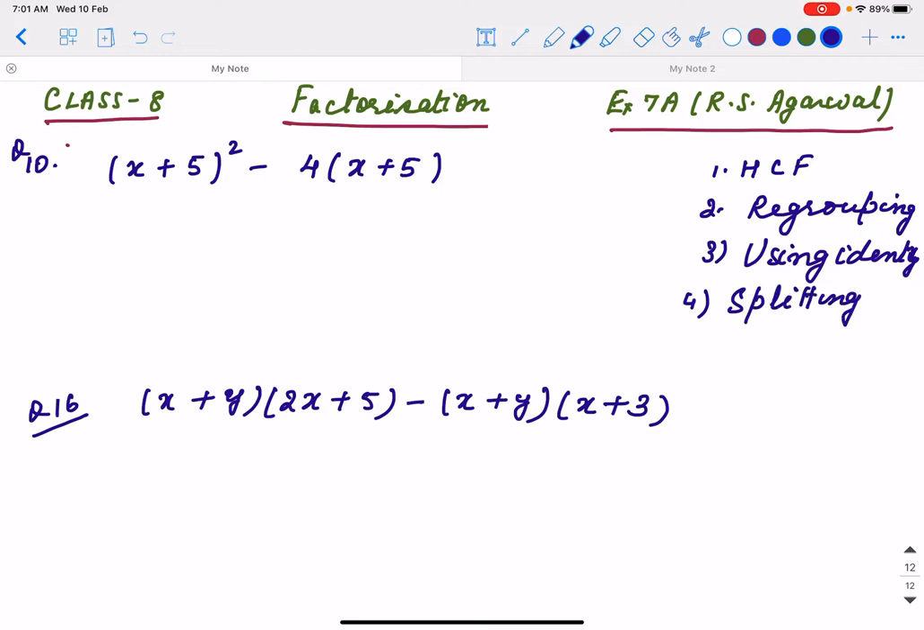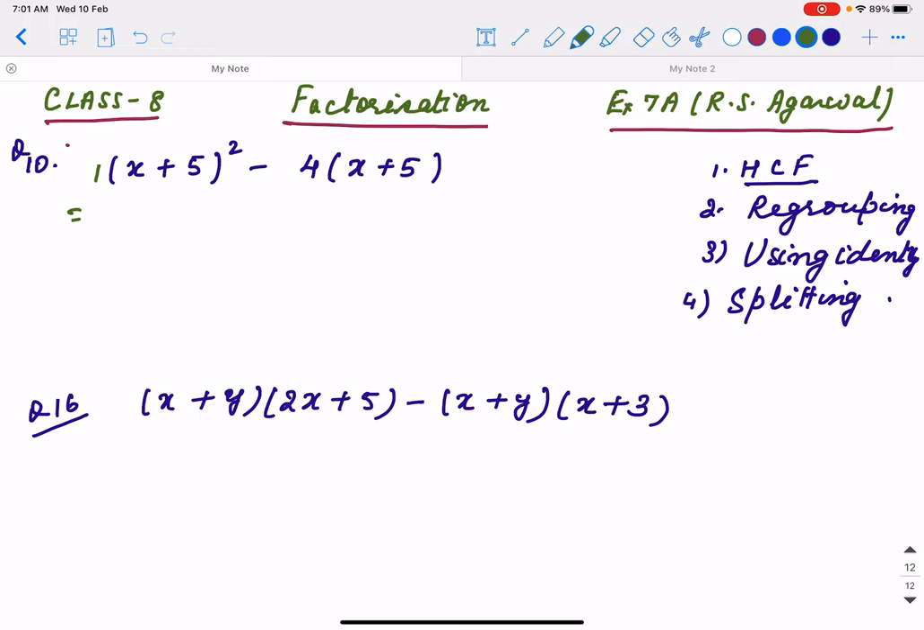Always I say that use HCF. Whenever you see anything common, we use HCF. So here if you see, here nothing is there, means numeral is 1. Here 4. Means anything is not common. We can take 1, but it will be same as it is if you are writing 1. 1x or x will be same.